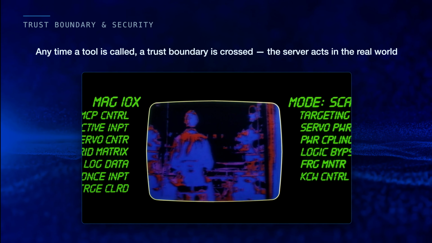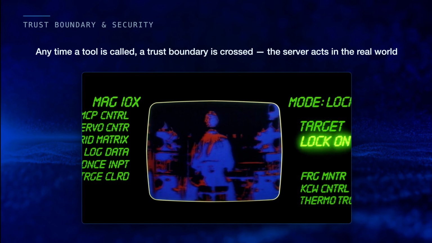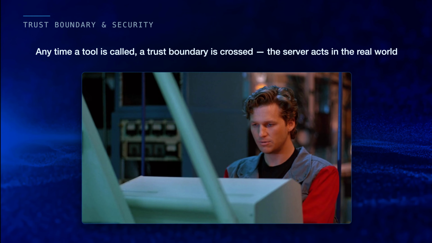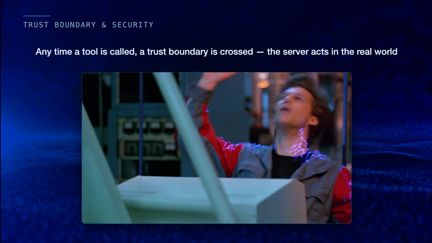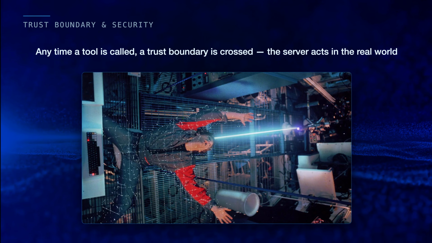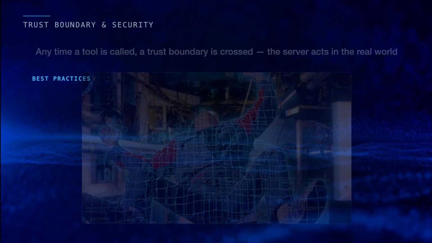Anytime a tool is called, a trust boundary is crossed. The server is doing something in the real world. It might be as innocuous as asking for the time of day, but it could also be a request to cancel your dinner reservation. As such, there are 3 principles to consider.